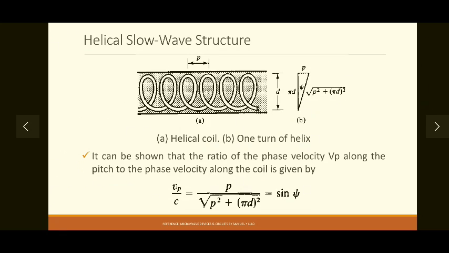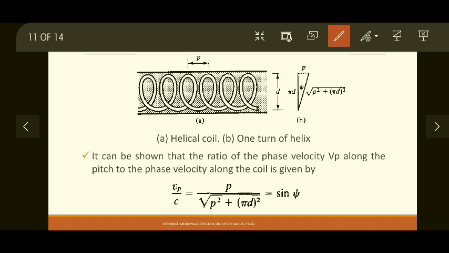What is the pitch of a slow wave structure? The pitch of a slow wave structure is denoted here by p, the distance between two consecutive turns of a coil. That is called the pitch. It is denoted here also. This is the axis of a helix. This is the axis of a helix. The distance between two consecutive turns is the pitch.